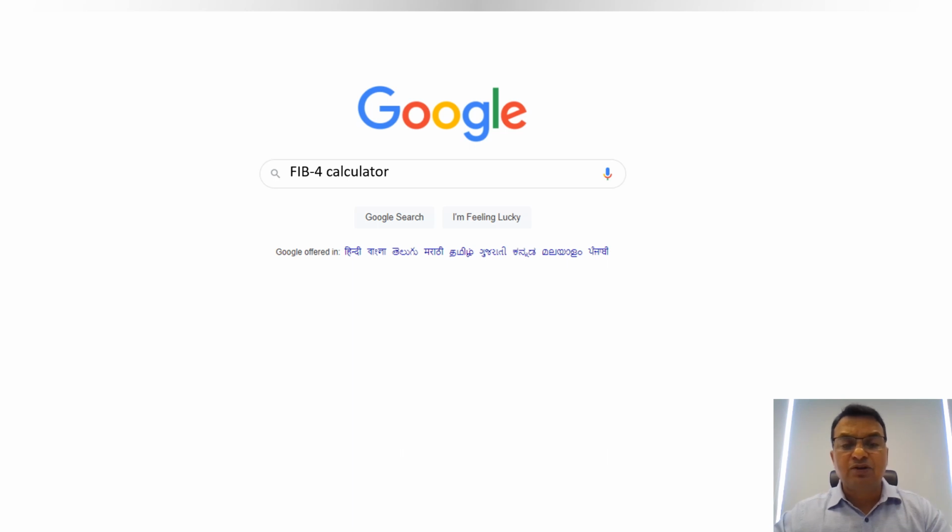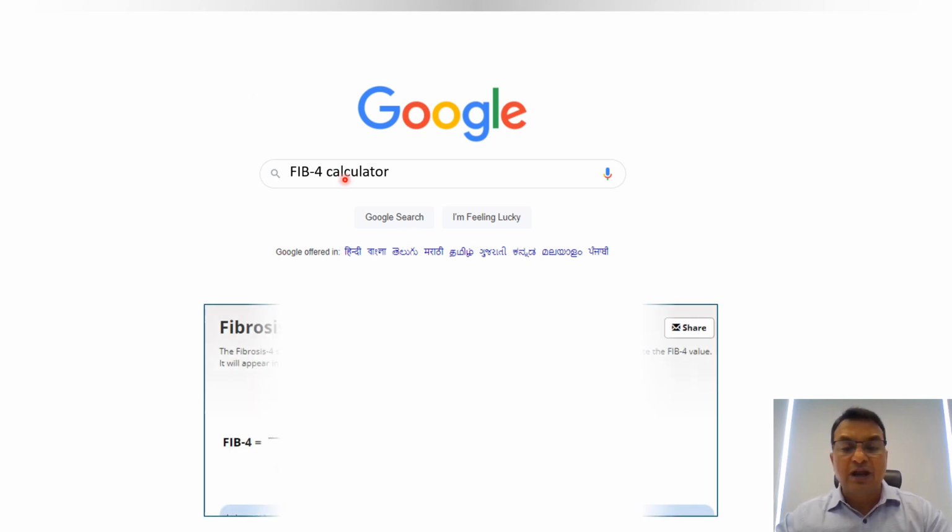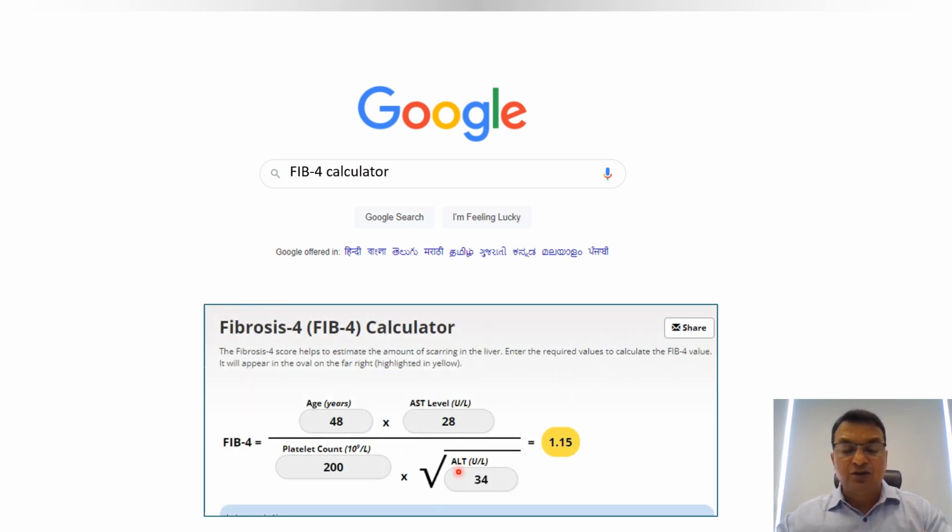So this is what I was mentioning. Google the FIB4 calculator. You will get the calculator open. Feed the 4 parameters, age, AST, ALT and platelet value, and you get the scoring of FIB4 done.